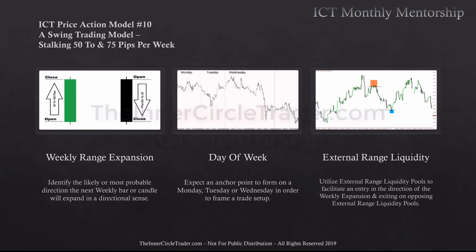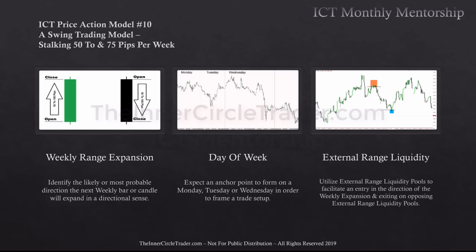With weekly range expansions, we're going to be identifying the likely or most probable direction the next weekly bar or candle will expand in a directional sense. In other words, if we're looking at a weekly chart, the present or next week's candle, we're trying to derive whether the probability suggests it's going to go up or down.